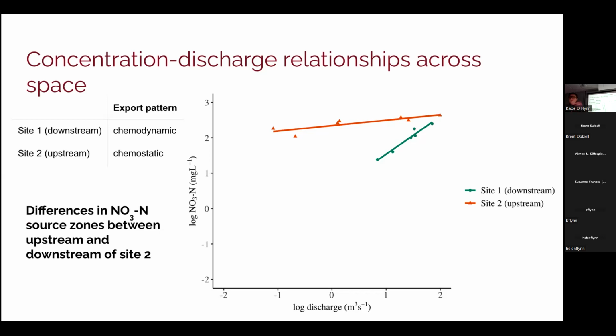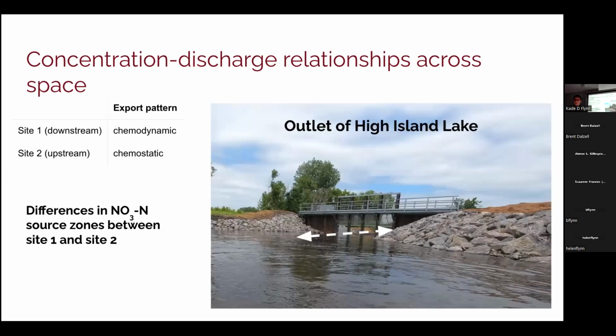Like I've mentioned, one of these big differences on the landscape is the proportion of lakes and wetlands between these two sites. Of particular interest is the outlet of High Island Lake, which is connected to the stream via this non-controlled outlet. So when the stream water is high, it flows into the lake. When the stream water is lower, the lake flows into the stream. And this large lake represents this low solute source zone.